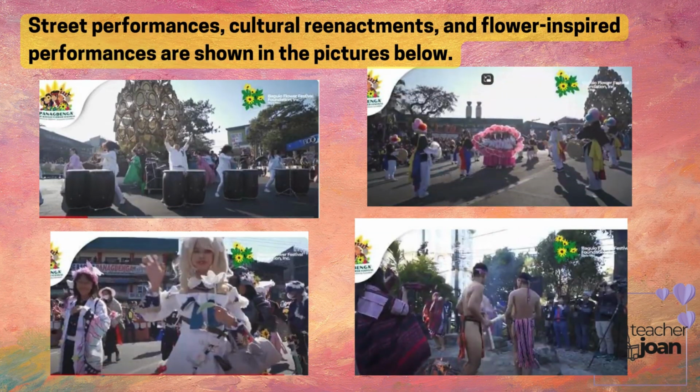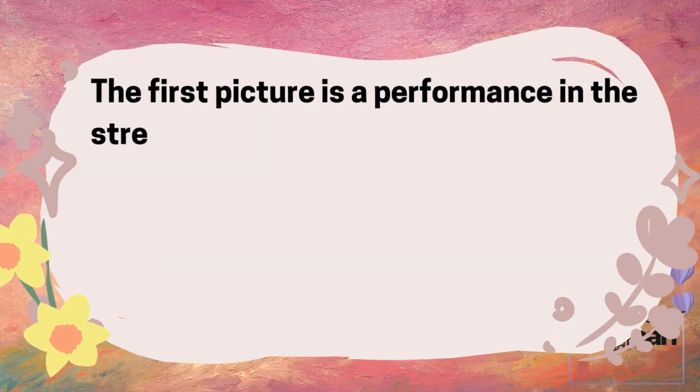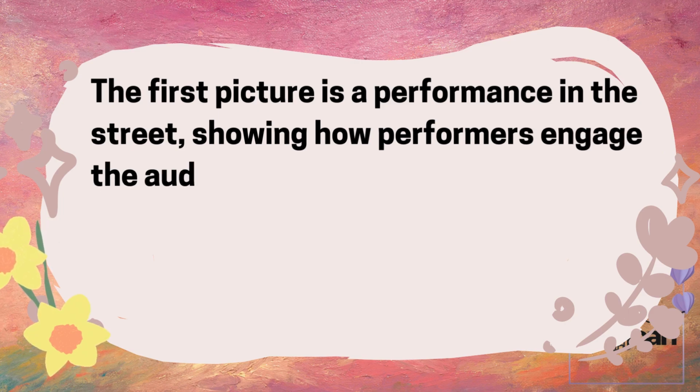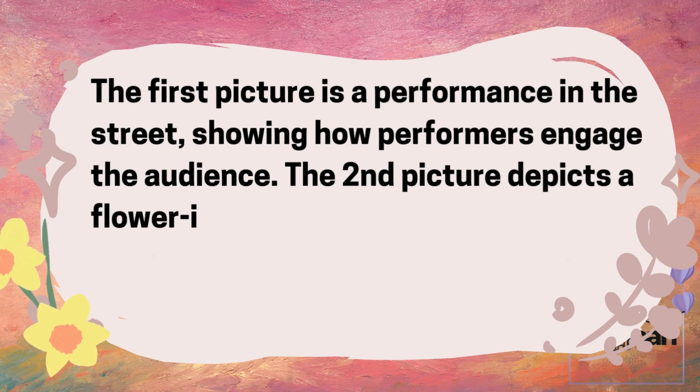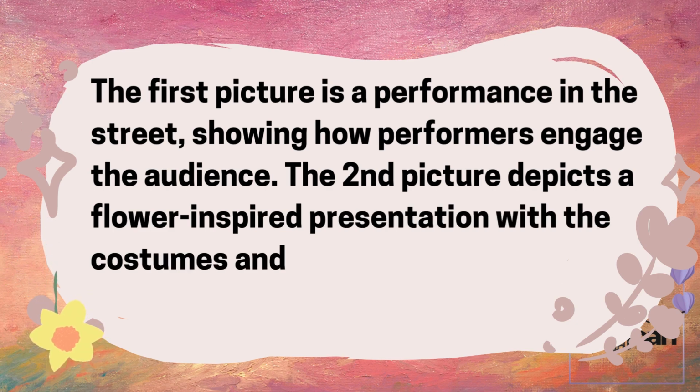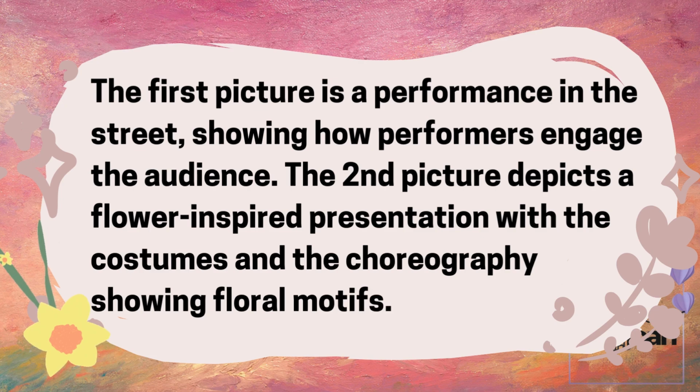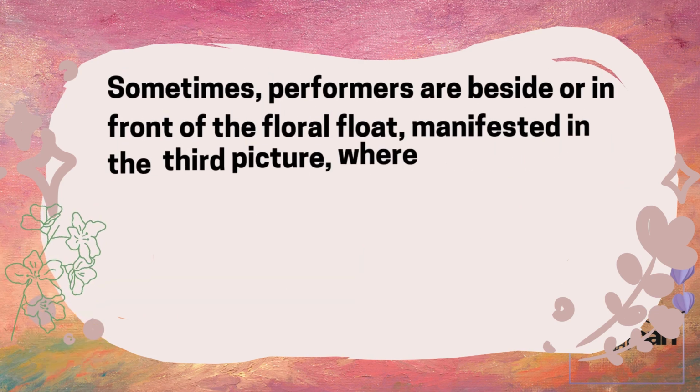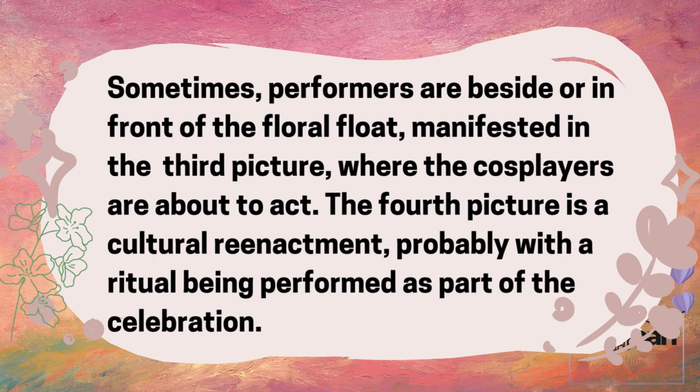Street performances, cultural reenactments, and flower-inspired performances are shown in the pictures below. The first picture is a performance in the street, showing how performers engage the audience. The second picture depicts a flower-inspired presentation with the costumes and the choreography showing floral motifs. Sometimes, performers are beside or in front of the floral float, manifested in the third picture, where the cosplayers are about to act. The fourth picture is a cultural reenactment, probably with a ritual being performed as part of the celebration.